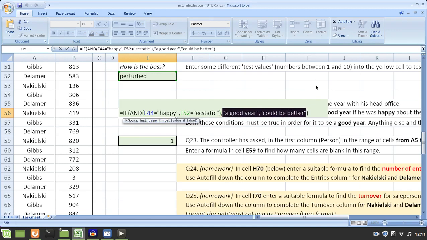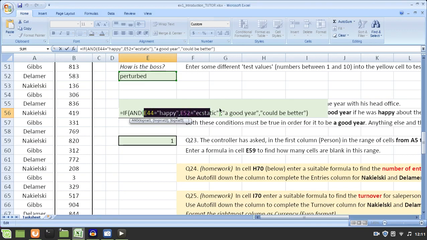So what makes up a good year? Well, a good year is made up by happy and ecstatic. So those 2 things must be true. So now we have 2 conditions that must be true in order for outcome 1, or a true condition, and everything else could be better. So let's take a look at the answer for this particular question.